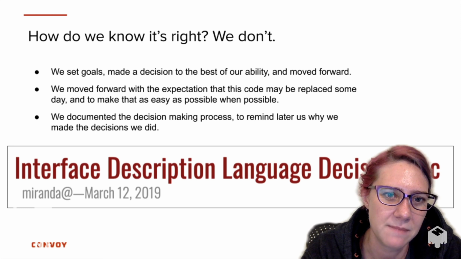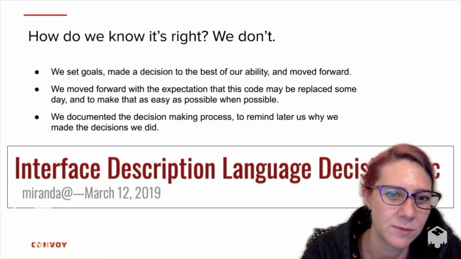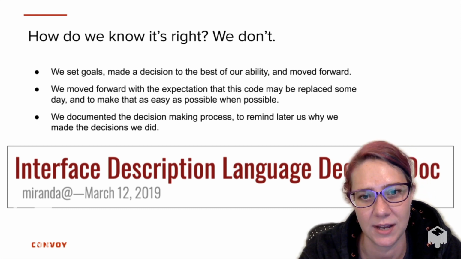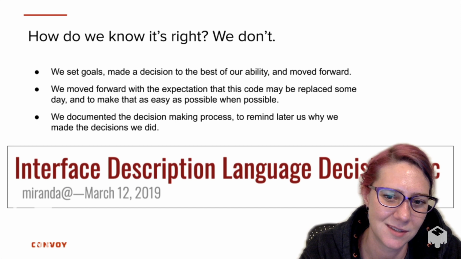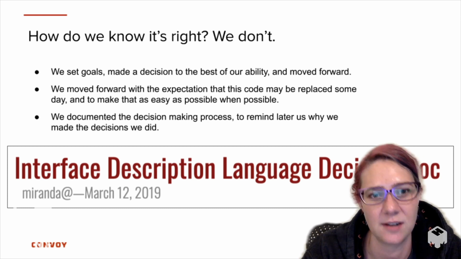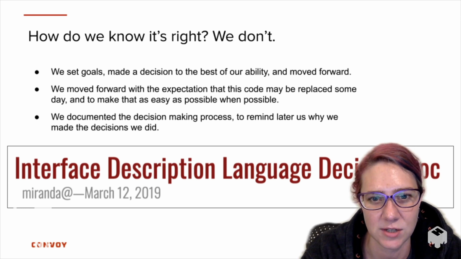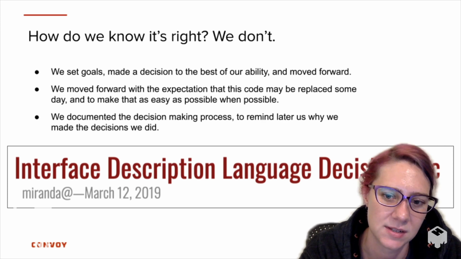So how do we know we made the right decision? We don't. We set goals, we made decisions to the best of our ability, and we move forward. We move forward with the expectation that this may change over time and we may want to change our solution. And so because of this, we documented our entire decision-making process to remind us later why we made the decisions we did and how we made the decisions we did.